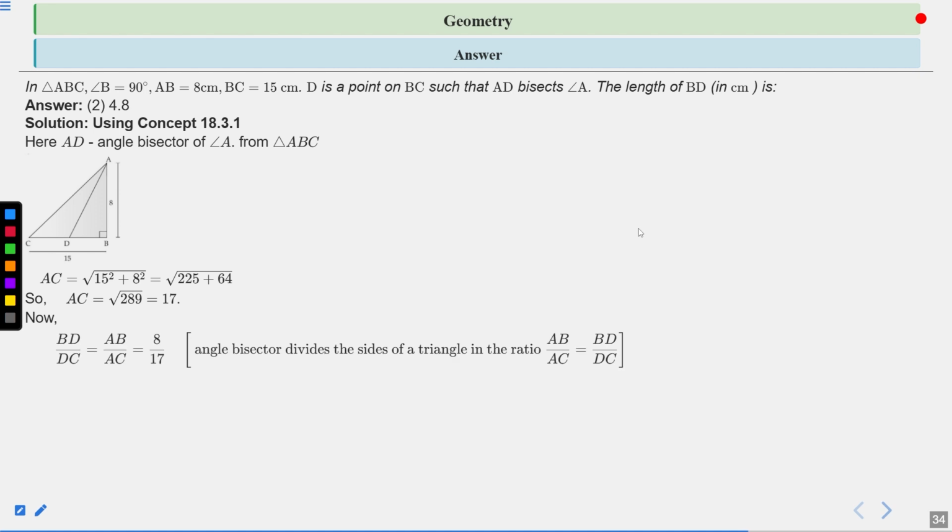Now BD by DC equals AB by AC, which is equal to 8 upon 17. Angle bisector divides the side of a triangle in the ratio AB upon AC equals BD upon DC. So the length of BD will become 8 upon 8 plus 17 multiplying by 15. So we get 4.8. Length of BD equals 4.8 centimeter. So second is the correct answer of this question. Next one.